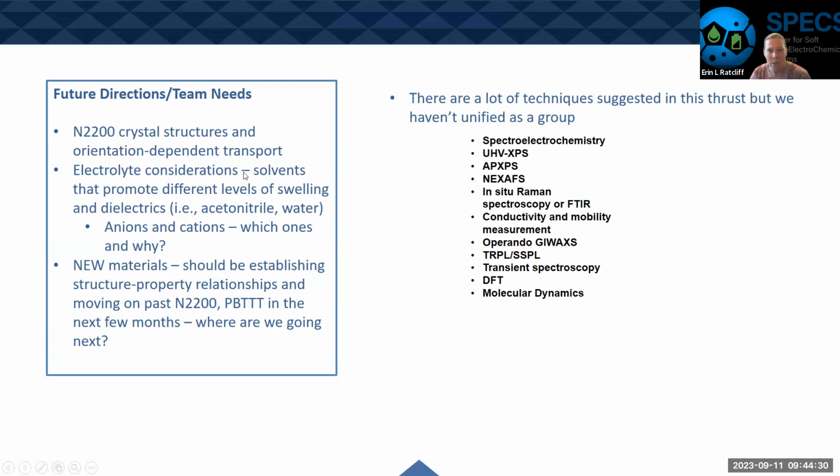what solvents do we want to use? Do we want to promote swelling? What if we use a solvent that does not promote swelling? How does that change the transport? What about the anions and the cations? Which ones and why are we using them? As well as, if we connect to the transfer thrust, thinking now about new materials. Should we be establishing structure property relationships and now moving past N2200 and PV in the next few months? And where are we going to go?